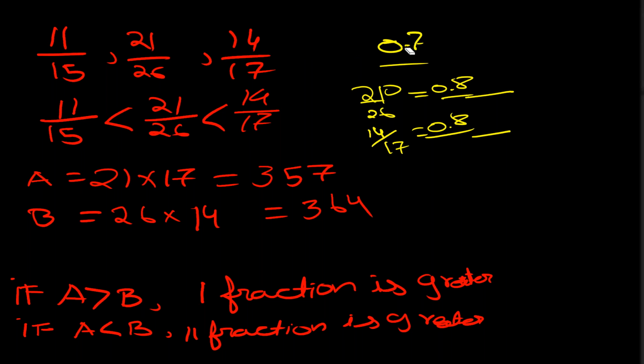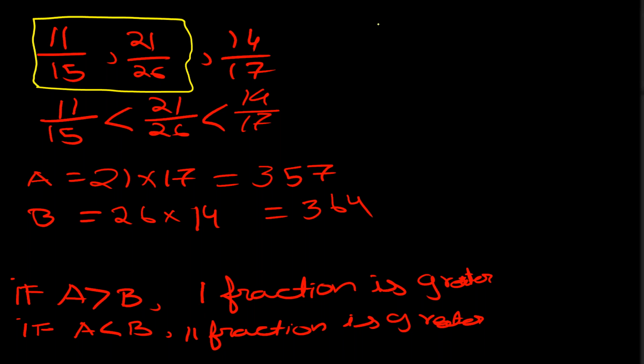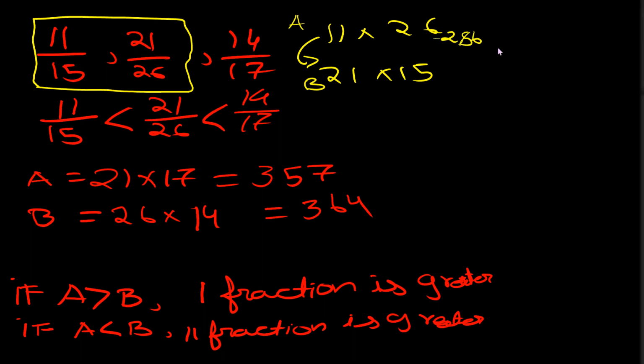That's the reason I'm doing this butterfly method. How I use this method is very simple. First I'll be comparing any two fractions. I'm comparing the first two fractions. So I'm supposed to multiply 11 into 26 and then 21 into 15, and find which value is greater. I'm taking this as A and this as B. When I multiply these two values, I'll be getting 286.